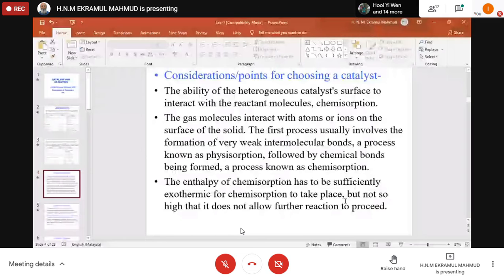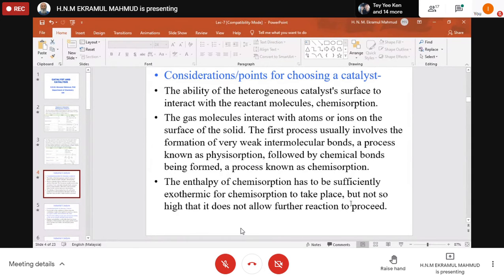The enthalpy of chemisorption has to be sufficiently exothermic for chemisorption to take place, but not so high that it does not allow the reaction to proceed further. Which means if it is chemisorbed very well and then does not go, it will be a difficult problem. It should leave the catalyst surface also. If it doesn't leave the catalyst surface, how can the other molecules come in and get that reaction done? Because this is occupied. It's not leaving the surface.